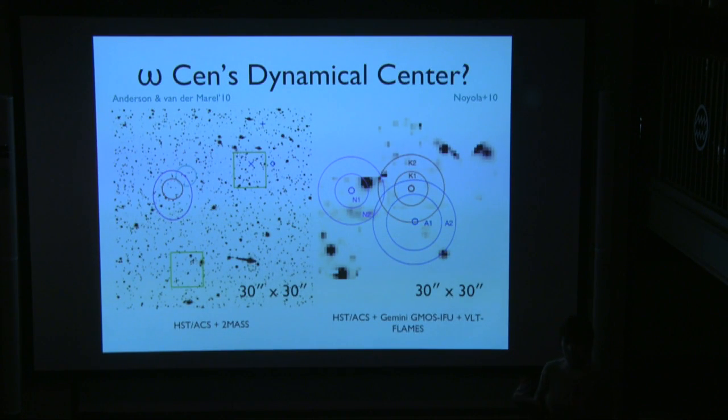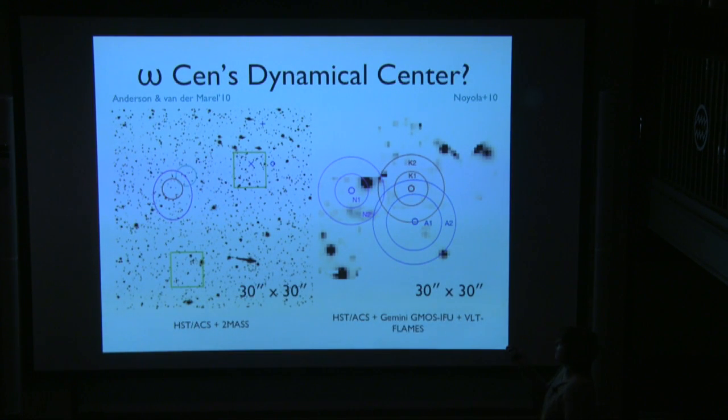So if you're going to search for something in the center, it would be nice if we could agree on a center. But that has proven surprisingly difficult. These are all X, X, X, and circle, circle, circle. These are all various different claims for the center of Omega Centauri.